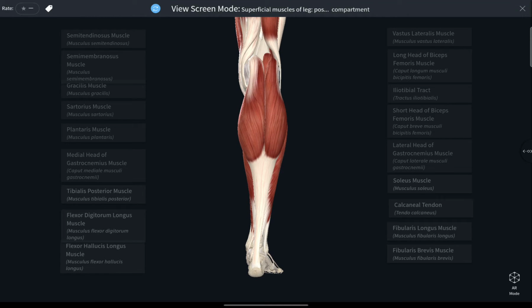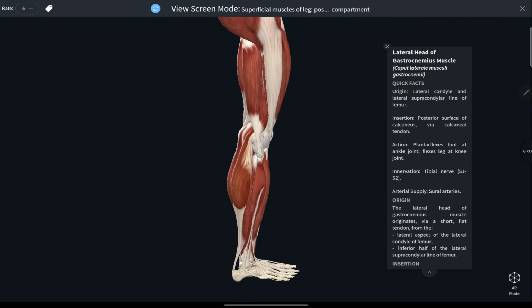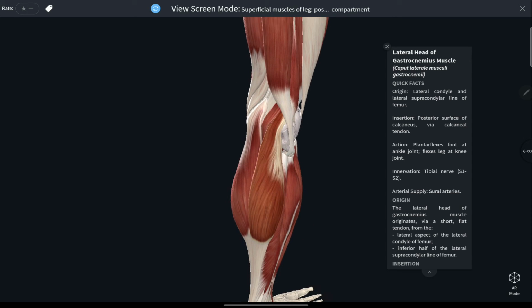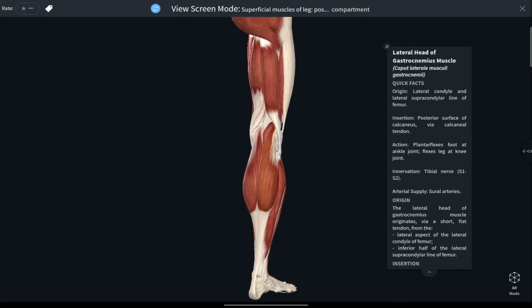Posterior compartment of the leg. So this muscle is the lateral head of the gastrocnemius. It originates from the femur, that is the lateral condyle and the lateral supracondylar line of femur, and it goes and inserts to the Achilles tendon.